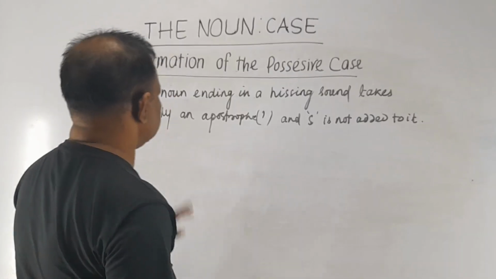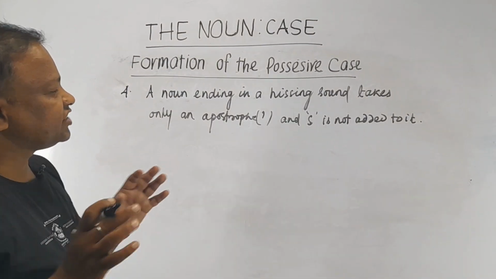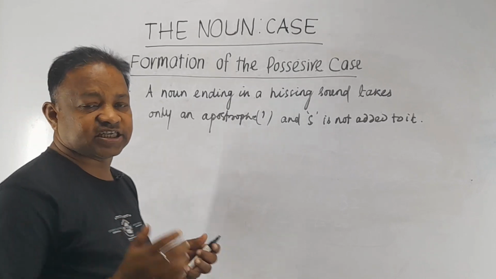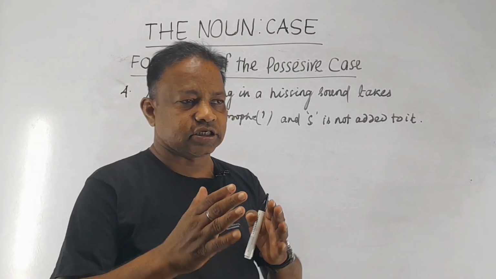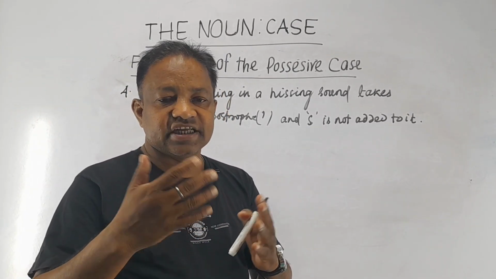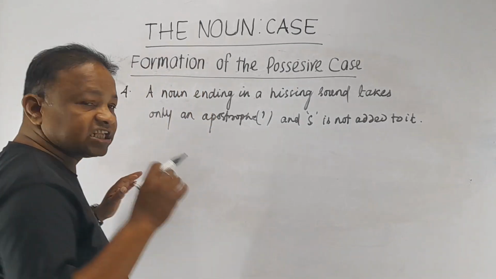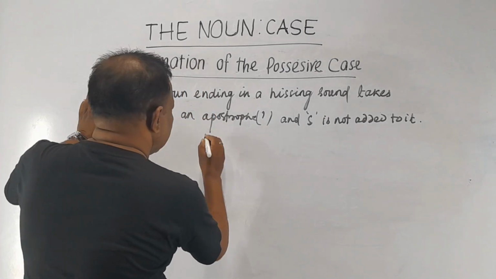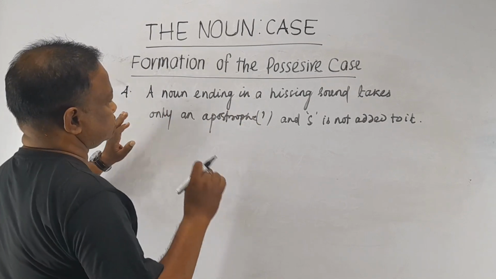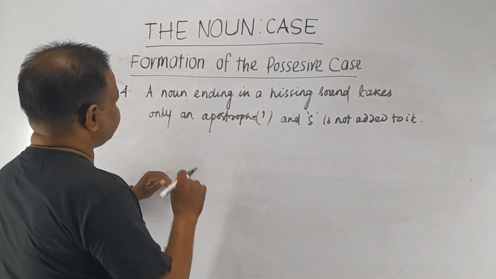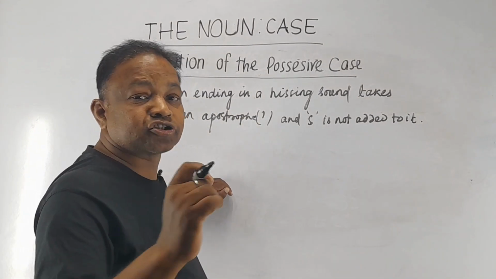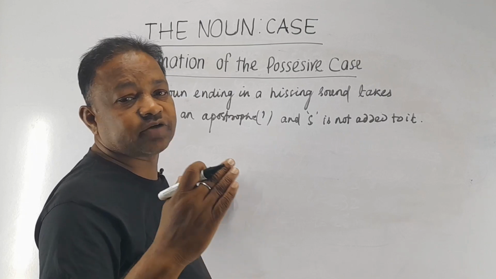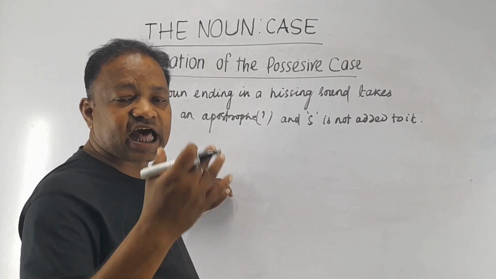Okay, listen. A noun ending in a hissing sound. What's the meaning of hissing sound? The hissing sound is just like s. Fine. So when a noun ends in a hissing sound, it takes only an apostrophe in the possessive case. No s is added to it.